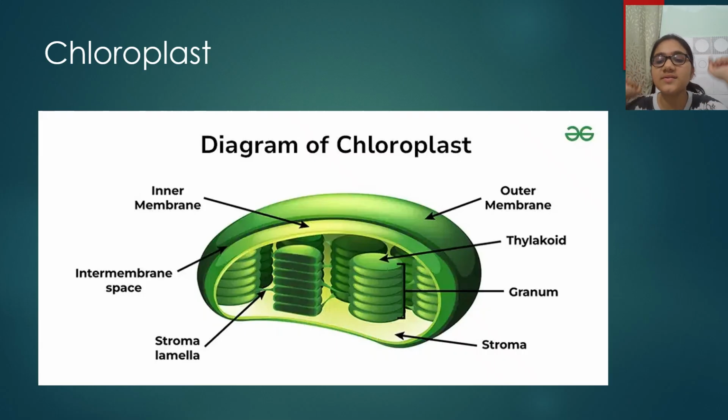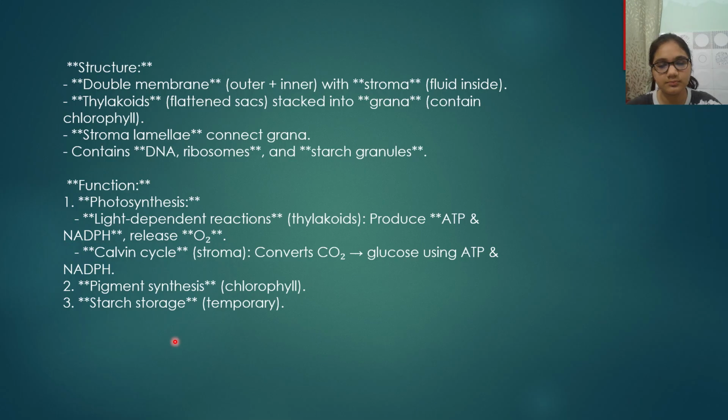Okay, so this is your chloroplast. First we are going to see the diagram and then we will discuss it. See here, this is the stroma, grana, thylakoid, outer membrane, and this is the inner membrane. Then this is the intermembrane space and the stroma lamella.